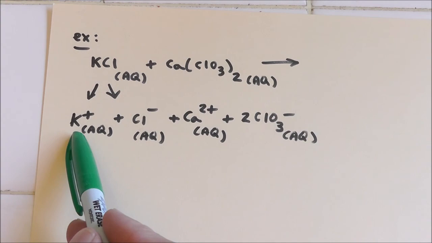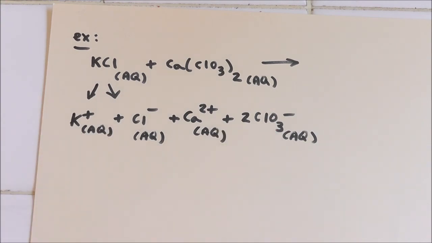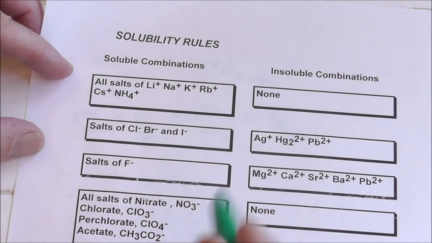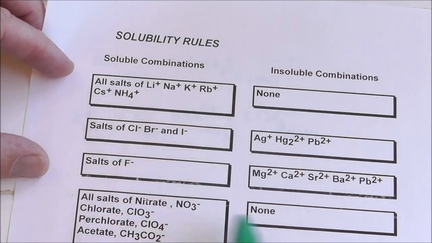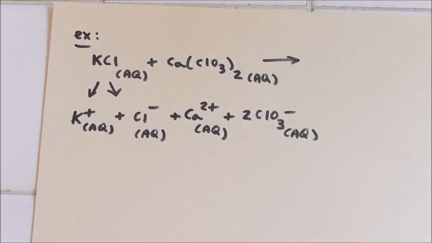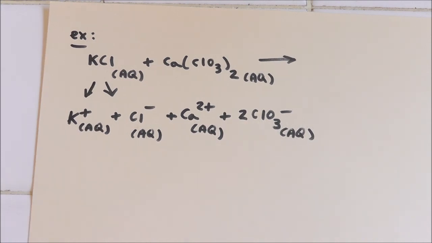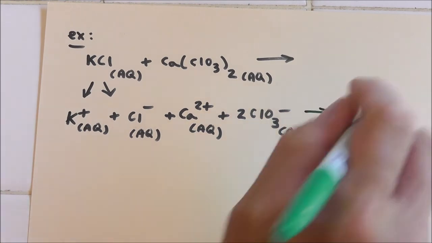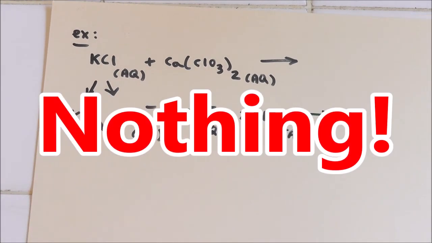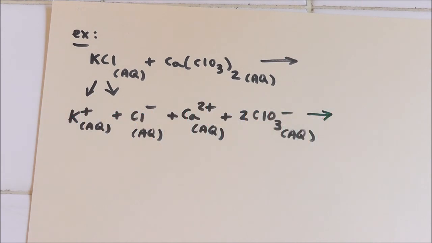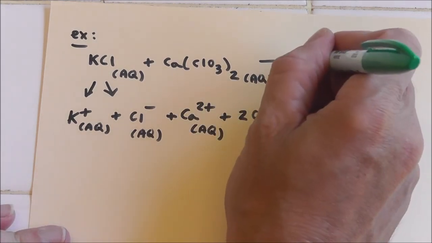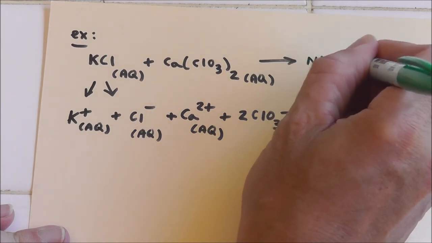Okay, well then must be that a potassium and a chlorate make an insoluble combination. Well, potassium's soluble with everything, and so is chlorate. So what gives? What happens? And the answer is, what happens here is what we call in science nothing. Nothing happens. These two get to swim in solution happily with each other, and they don't make any insoluble combination, so there is a big old no reaction.